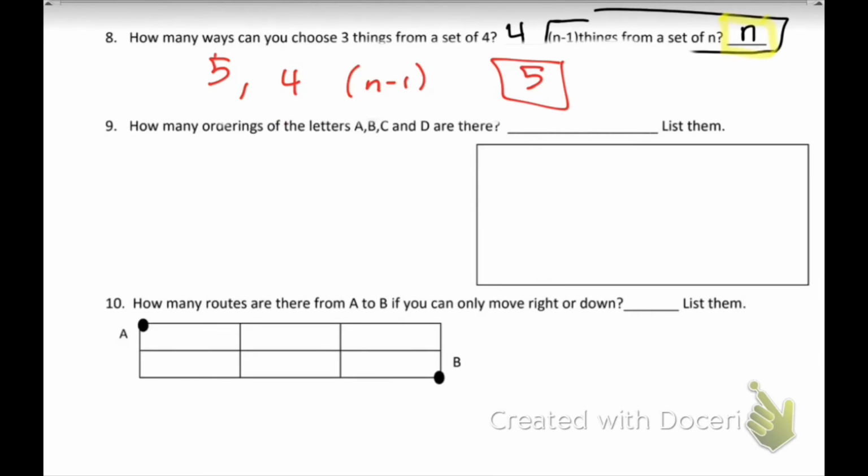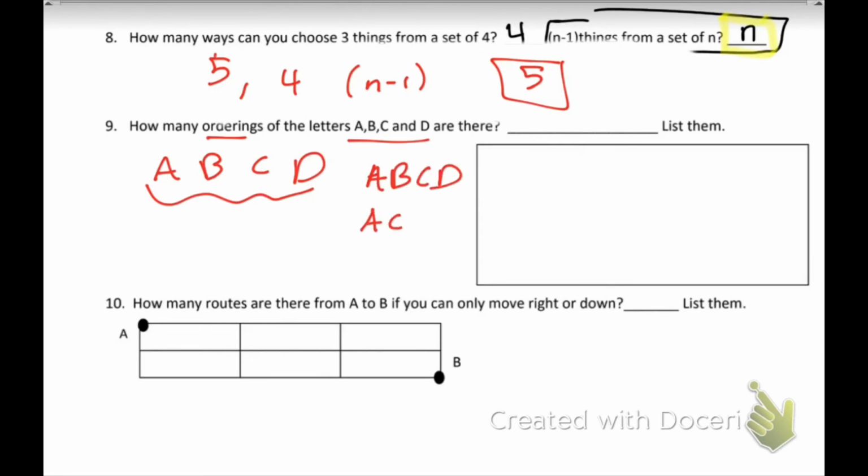Okay, almost done. How many different orderings of the letters A, B, C, D are there? So now I'm just looking for different orderings, so different rearrangements. So to do this, I have 4 letters. I have A, B, C, and D. So I want to rearrange these however I want. Let's just look at the first one. A, B, C, D, that's one way. I could go A, C, D, B, that's 2 ways. I could go A, D, B, C, that's 3 ways, and it just keeps going.